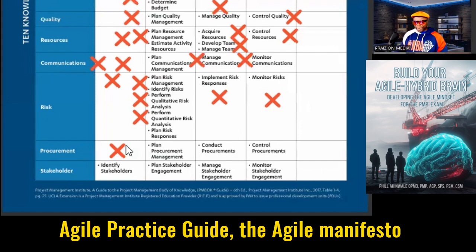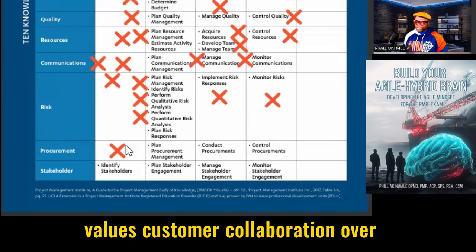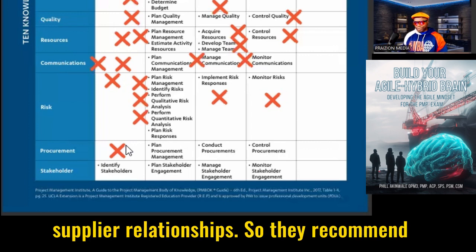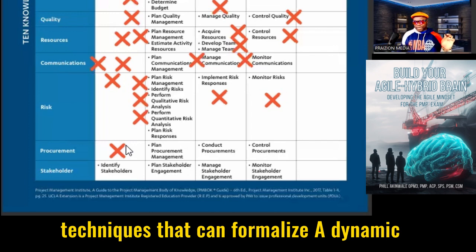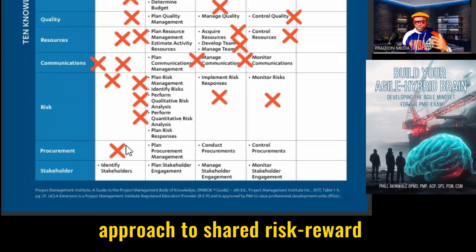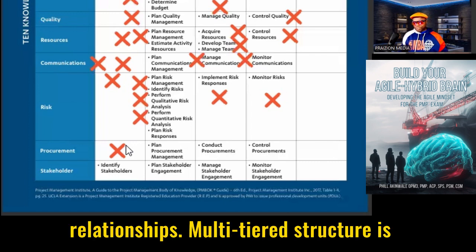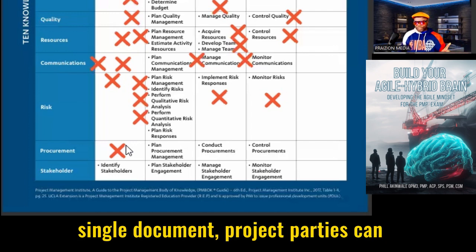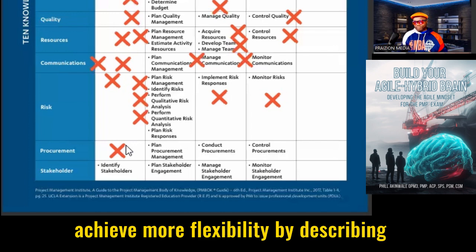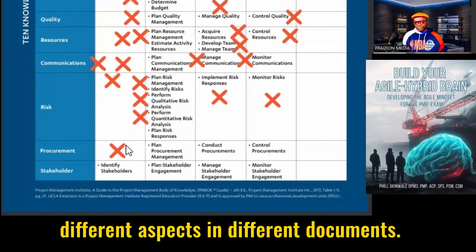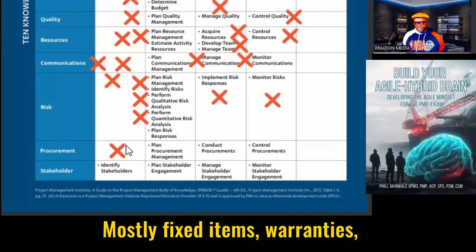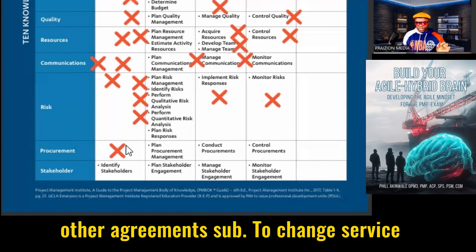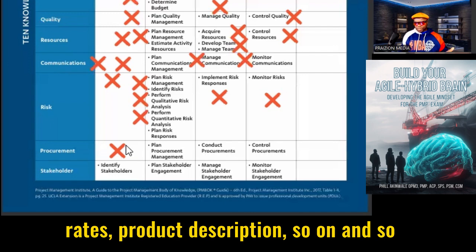As mentioned earlier in the Agile Practice Guide, the Agile Manifesto values customer collaboration over contract negotiation. Many project failures stem from breakdowns in customer-supplier relationships, so they recommend techniques that can formalize a dynamic approach to shared risk-reward relationships. Multi-tiered structure is number one. Rather than formalizing an entire contracting relationship in a single document, project parties can achieve more flexibility by describing different aspects in different documents. Mostly fixed items, warranties, arbitration can be locked in a master agreement. Meanwhile, all parties list other agreements subject to change, service rates, product description, so on and so forth.